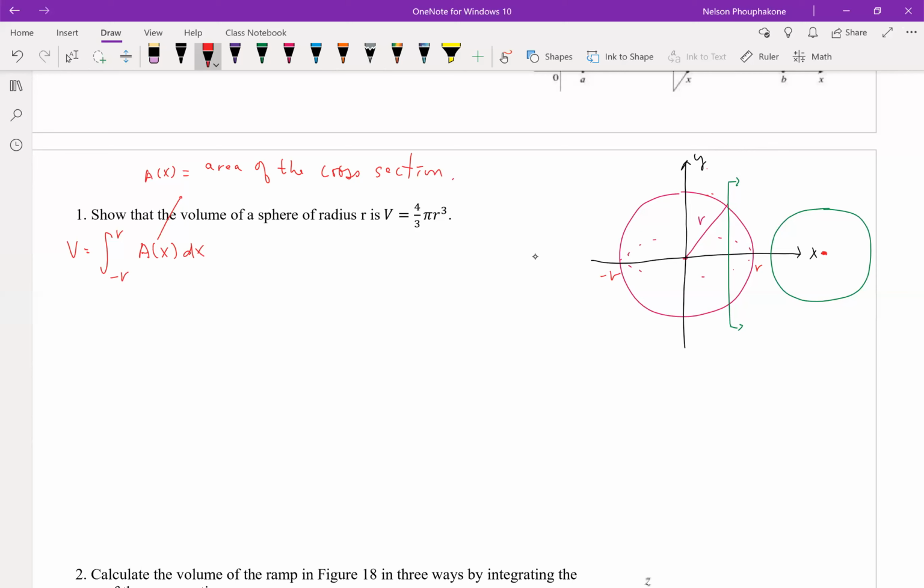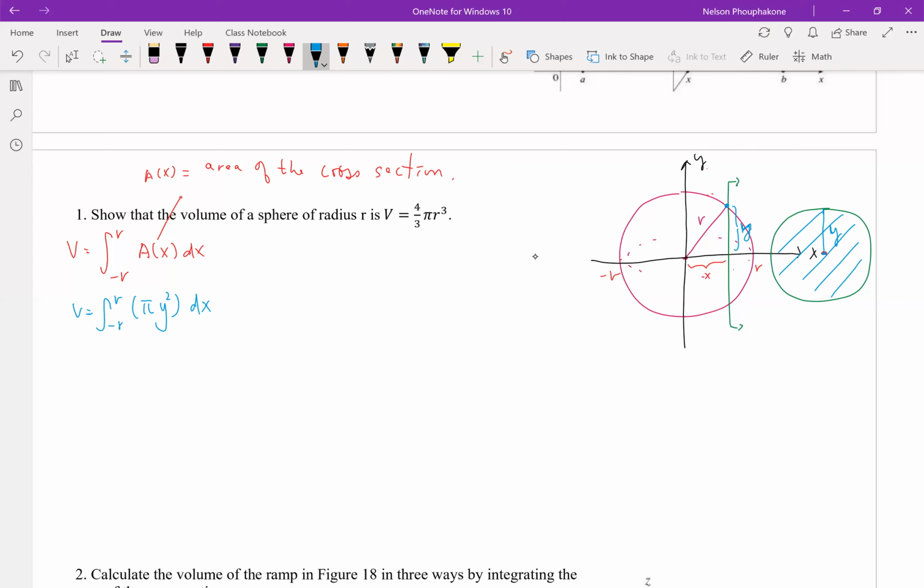Now, one thing that we know: if this is x, y here, then corresponding to this is the y right here. So in this case, what is the radius of the cross section at x? It will be y. So the volume that I have is the integral from negative r to r of pi y squared dx, because this is the cross-section area right here. It's pi y squared.